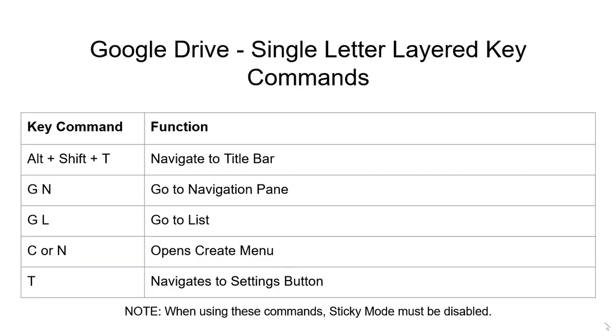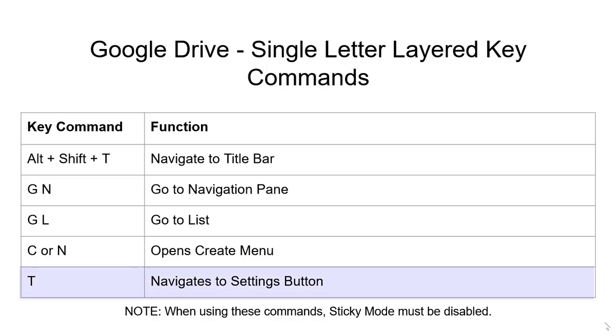Those single letter layer keystroke commands we've talked about, and there are several of them. Alt Shift T will navigate you to the title bar, meaning navigate you to it, not just read it. The layer G followed by N takes you to the navigation pane. G plus L will take you to the list. C or N, either one, will open the Create menu. I often just use C.